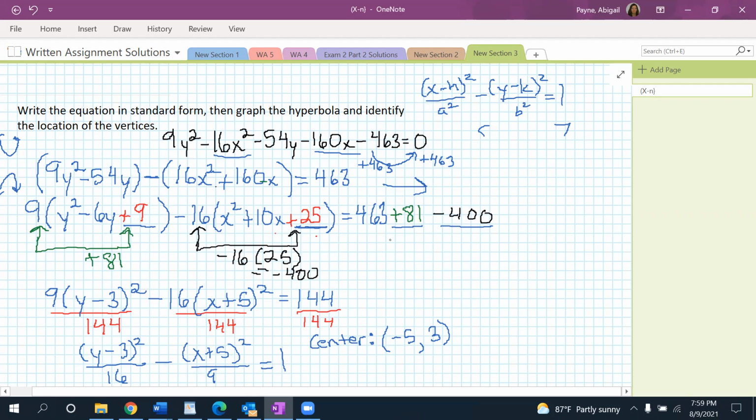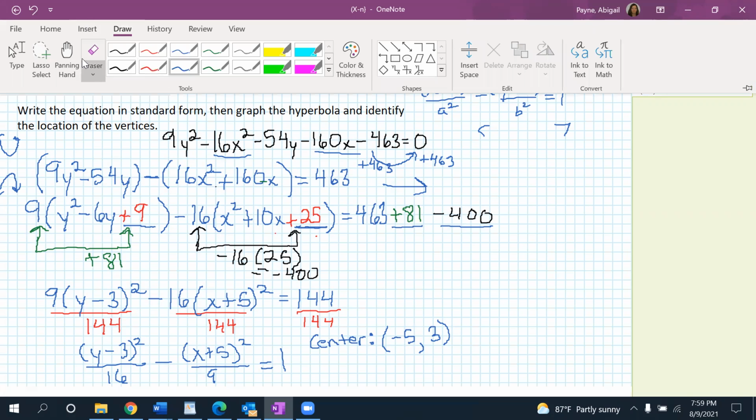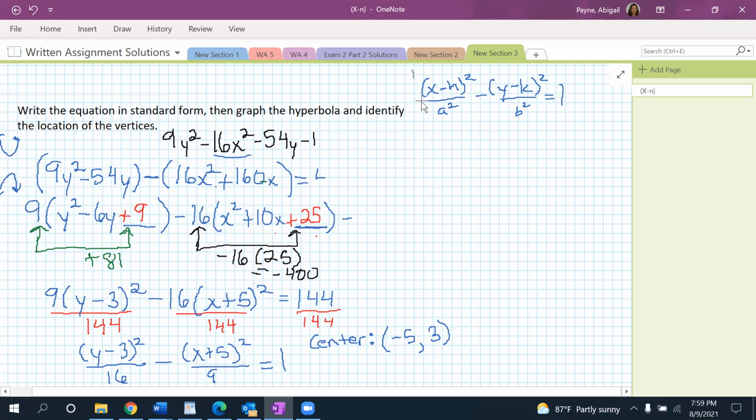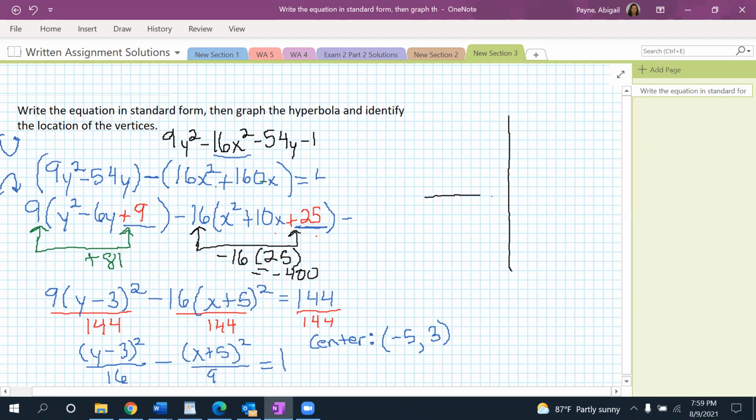Now the actual graph of this thing, and I'm wondering if I have room. I'm going to get rid of a bunch of this over here. Clear some space. I don't need this either. Okay. Set up some axes here. Okay, so this is a hyperbola centered at -5, 3. So 1, 2, 3, 4, 5, 3. 1, 2, 3. There's the center.